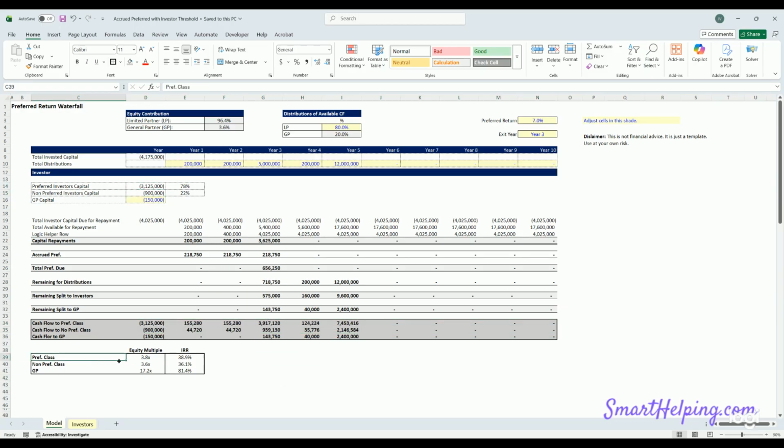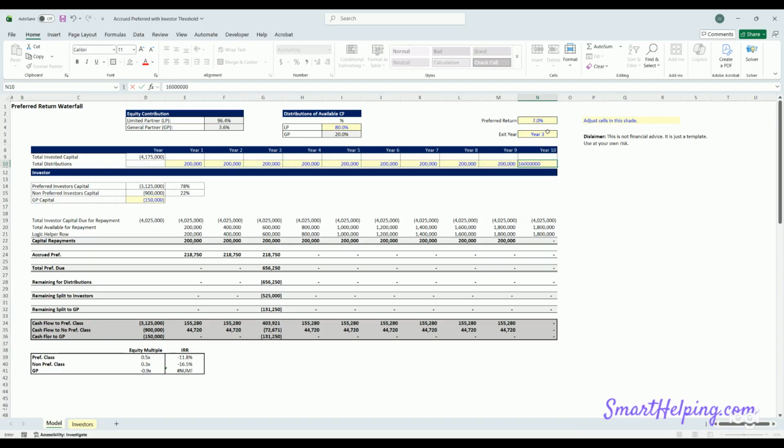And then we can see IRRs of each class and equity multiple here. So that's awesome. I'm actually quite pleased with that. I'll put this back to, let's just put it to a 10-year hold with the exit in year 10. Alrighty.